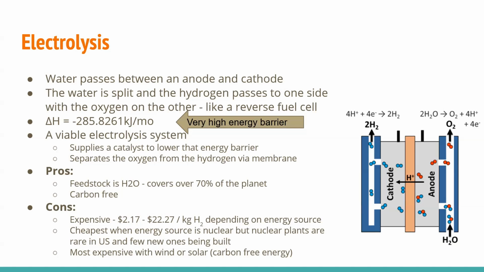So the two methods we've talked about up until now are both using more complex stock, whether that's fossil fuels or biomass. Electrolysis has benefits in that you're really just splitting water, which is incredibly abundant on the planet. It covers what, like 70% of the planet. And when you burn the hydrogen, you just get water back. So it's a closed loop with no net emissions at all, potentially.